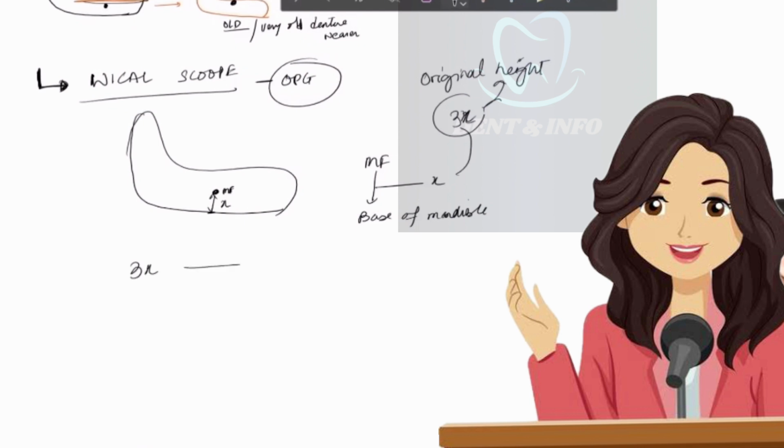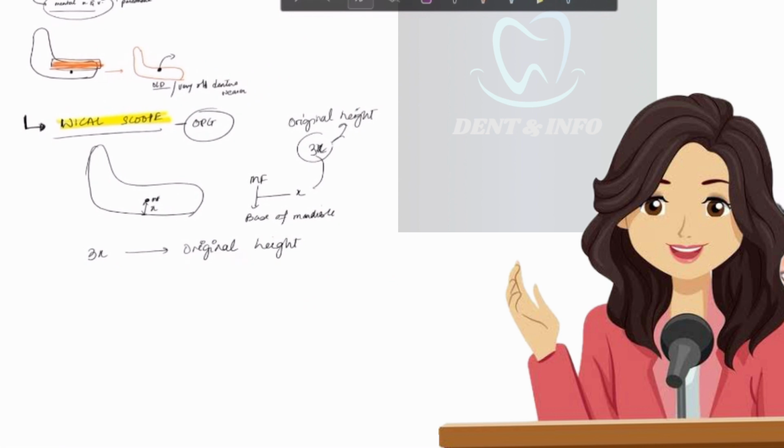Original, before your residual ridge resorption started, 3x is your original height. So I'll write it down. 3x will be your original height of mandible. This is a study done by Vikal and Scoop. The reason why I'm telling you this is, this has a chance of coming in the exam, on the basis of the trends that I've observed and what I have read and studied through your different MCQ patterns. There could be a question on the Vikal and Scoop study.